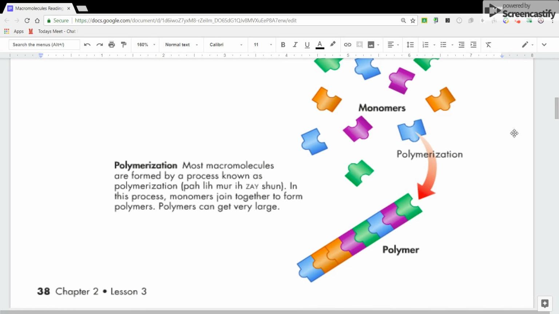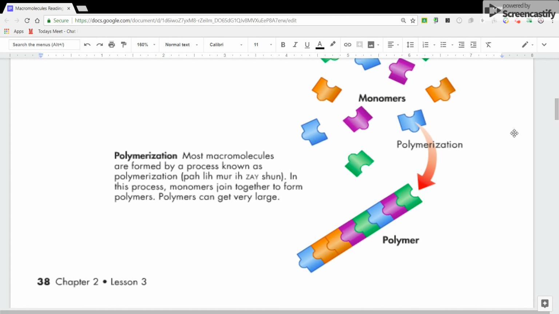Polymerization. Most macromolecules are formed by a process known as polymerization. In this process, monomers join together to form polymers. Polymers can get very large.